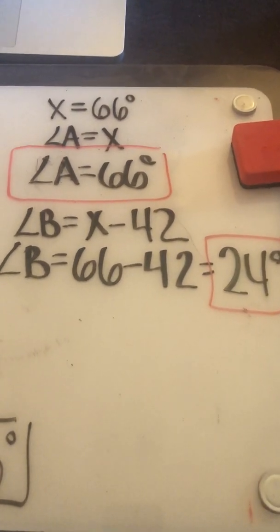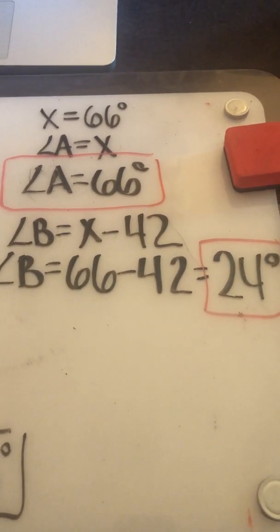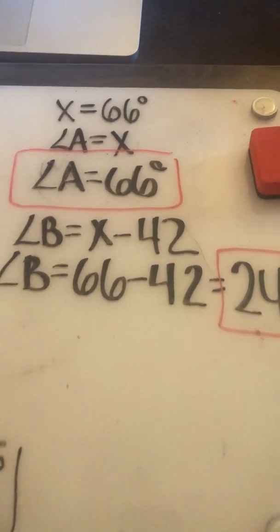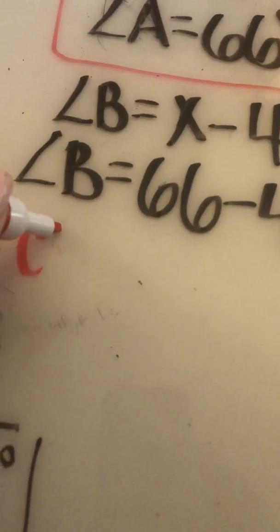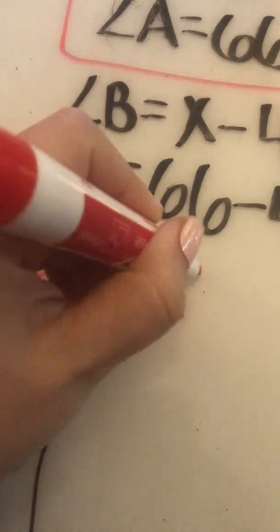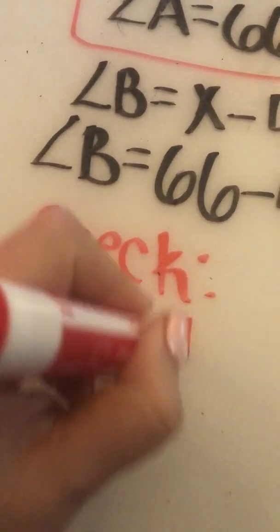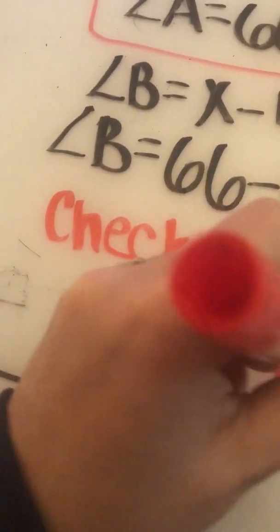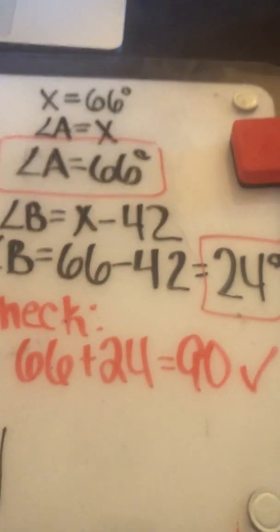Now, you always want to do that last check just to make sure that those two angles do in fact add to 90. So let's do it. So I'm going to write check. And we'll do 66 plus 24. Does that equal 90? It does. So I know that our work is correct.